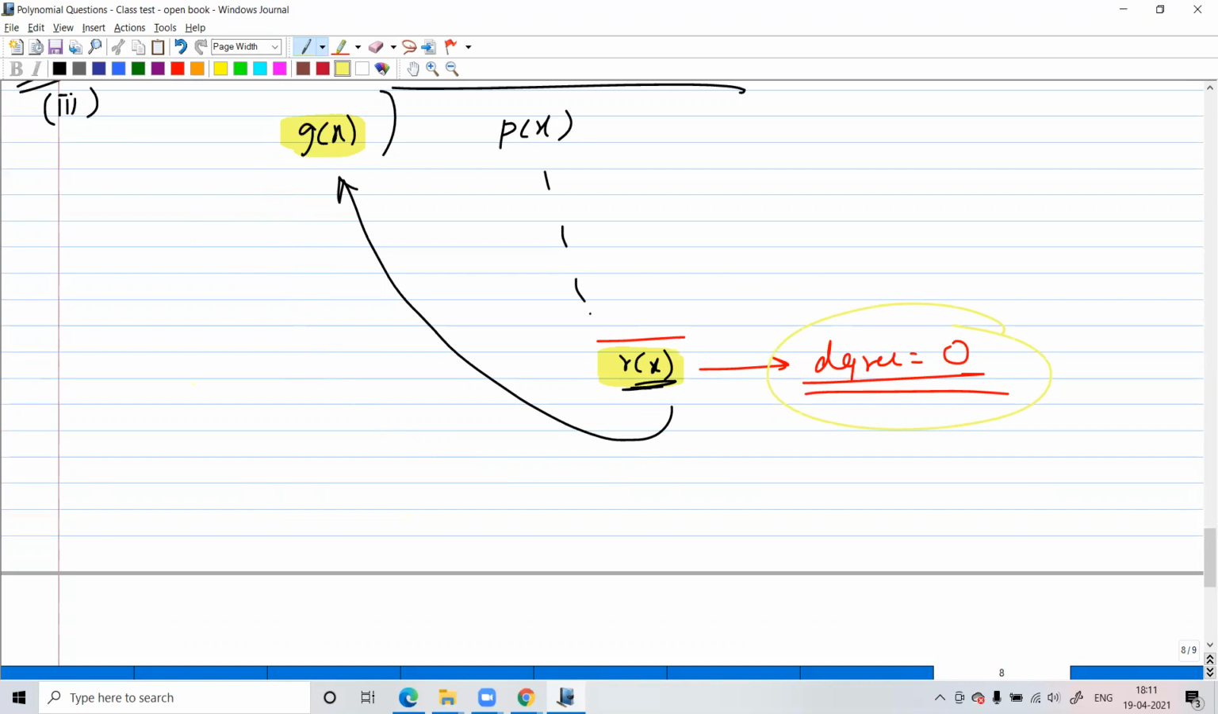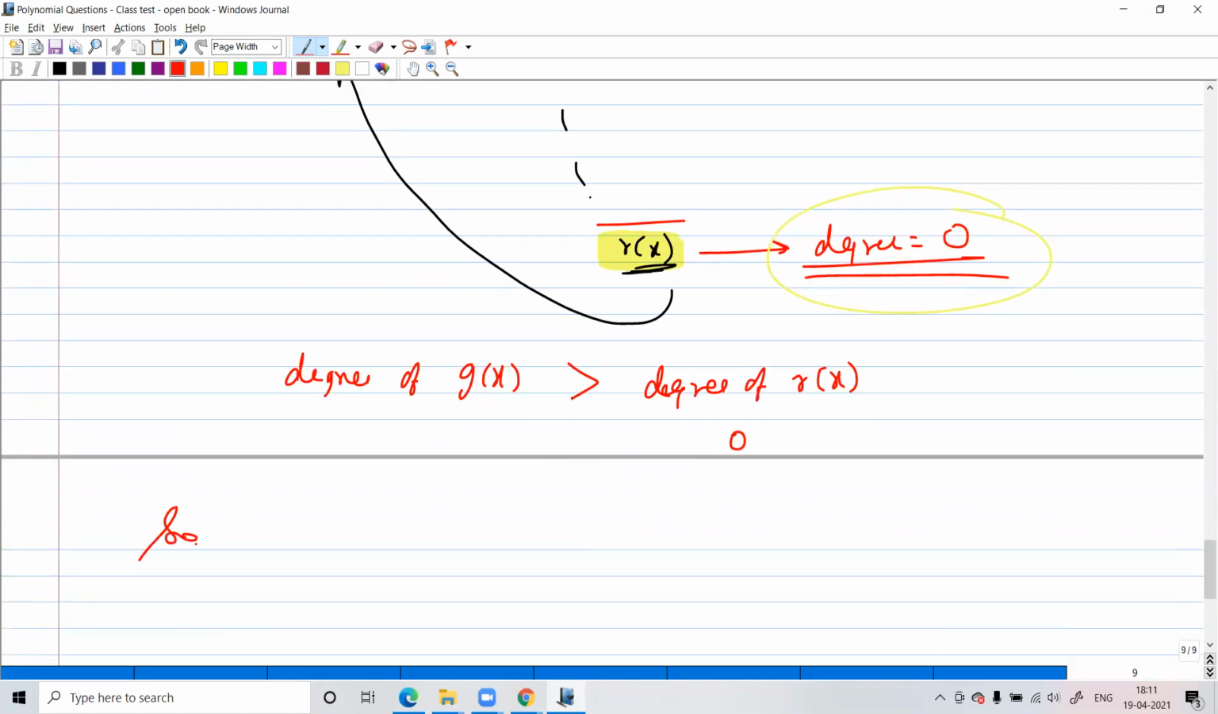Why? Because the degree of the divisor Gx is always greater than the degree of remainder Rx. So if degree of Rx is 0, the degree of Gx has to be greater than 0. Greater than 0 means we can pick anything greater than 0, should be 1. So we know that degree of Gx can be greater than 1. So let's pick it, let it be 1.